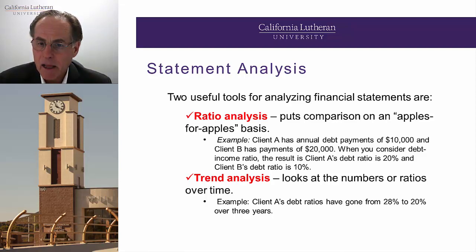What if that first client had annual gross income of $50,000 and the second $200,000? The corresponding debt ratios are 20% and 10% respectively. That completely changes the picture. Trend analysis looks at the numbers or ratios over time, and this analysis is quite important. For example, consider the same client, client A. What is your assessment if the person's debt ratio moved from 28% 3 years ago to 20% today? That's a positive trend.